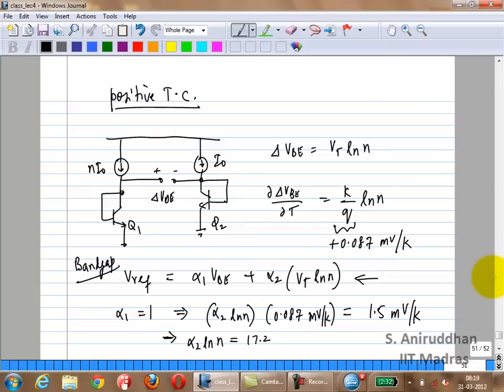Of course, here I am actually equating the magnitudes, right? That's what I have done here. Here I am equating the temperature coefficient. Okay, so VREF equals alpha 1 VBE plus alpha 2 VT ln N, correct? Now if I take dou by dou T of both sides, one side is 0, the other side I have alpha 1 times dou VB by dou T plus alpha 2 times dou by dou T of VT ln N. I know what that is. That is 0.087 ln N. Now I equate that to 0, I get this particular relationship.